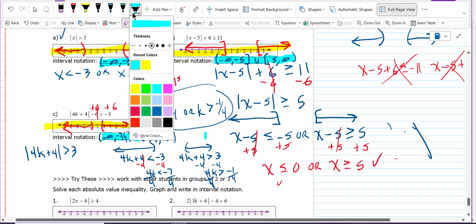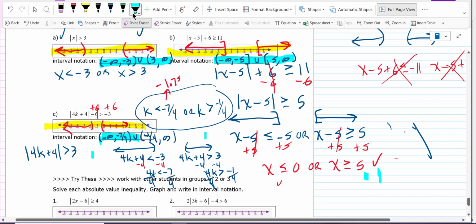Okay, so that's how these problems go. See, they're all done the same way. It's just a matter of setting those things up correctly.